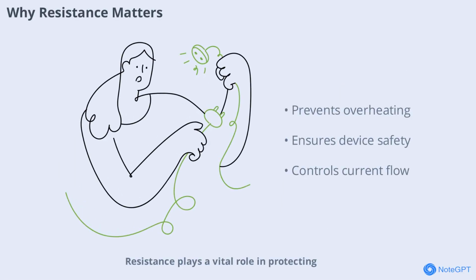Resistance plays a vital role in protecting circuits and controlling the flow of electricity. Too little resistance can cause components to overheat or fail, while too much resistance can prevent devices from working properly. By carefully selecting materials and designing circuits with the right resistance, engineers ensure safety and efficiency. Understanding resistance helps us troubleshoot problems and make informed choices when building or repairing electronics.